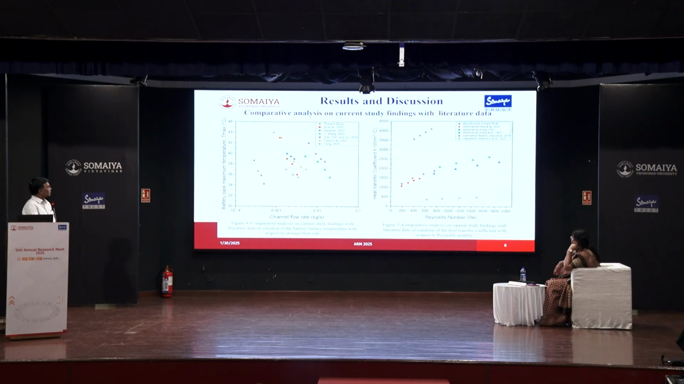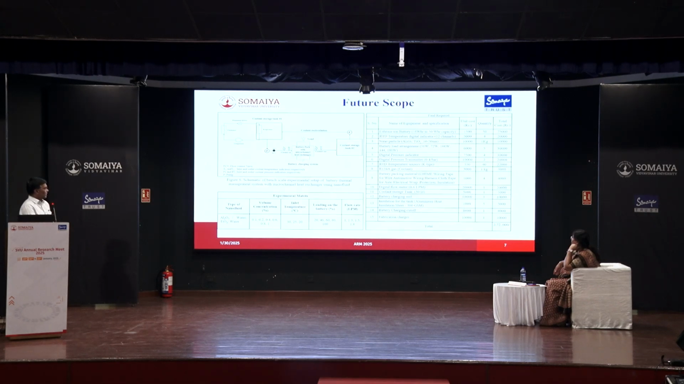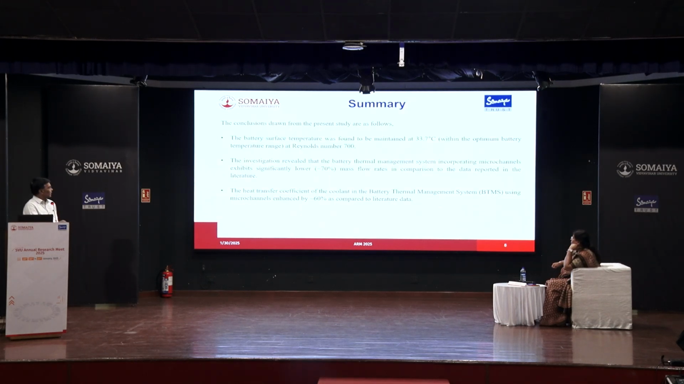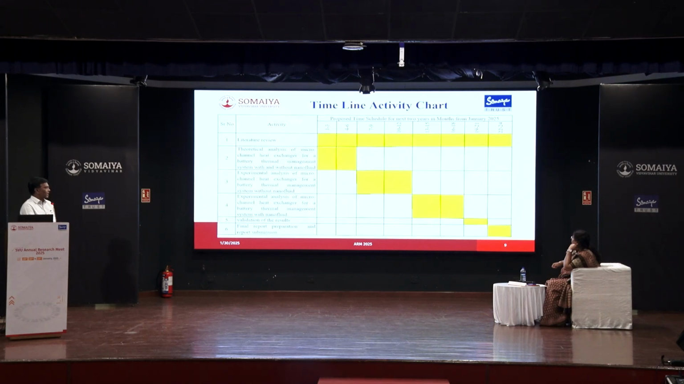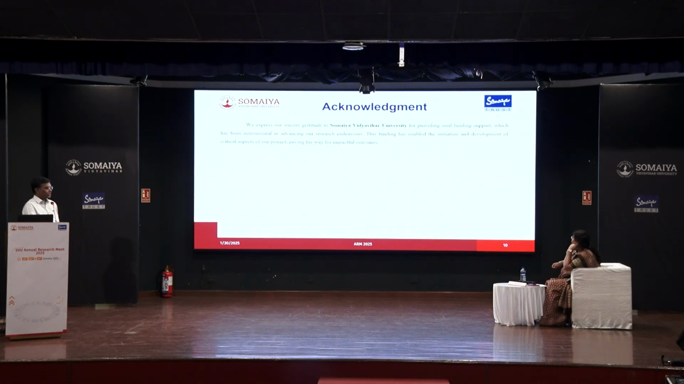And this is our future setup, which is going to use nanoparticles and other things, and we approximately projected around 2.72 lakhs. And this is the summary. That means it brings down the temperature at a Reynolds number of around laminar flow. And this is the timeline activity chart for the remaining 2 years. And this is the acknowledgement.